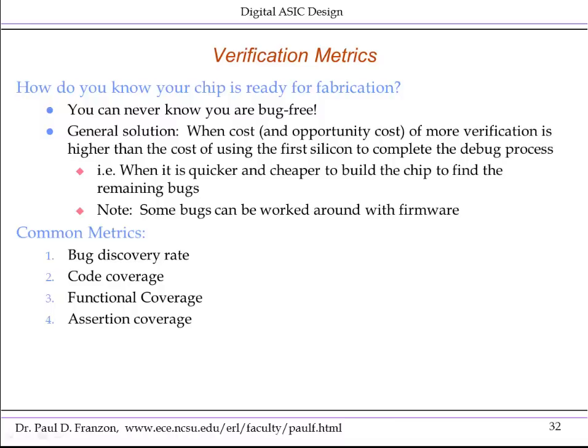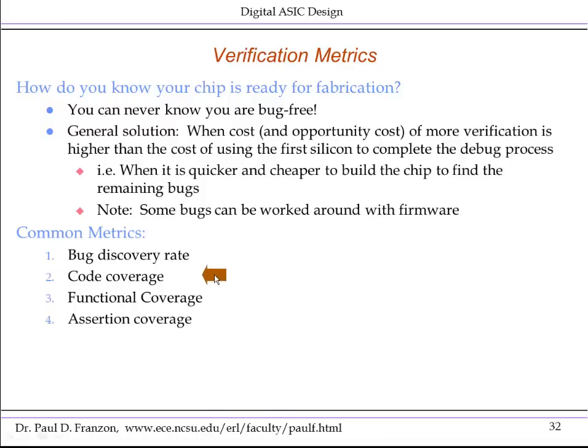So there's constant pressure to reduce the design cycle. Metrics that can be used include a bug discovery rate. How many days have I gone without finding a bug in my verification suites? I've heard numbers such as once you reach 3 days without finding any bugs, you send it to fab.